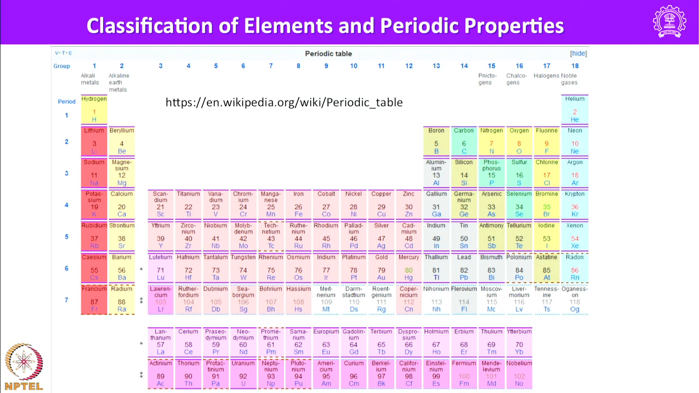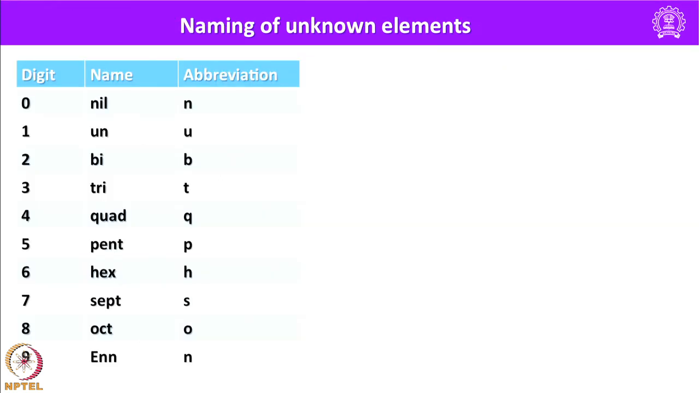This is the modern periodic table. You can see all 118 elements have been numbered. The International Union of Pure and Applied Chemistry has proposed this method. In this one, the digits 0 to 9 are named nil, un, bi, tri, quad, pent, hex, sept, oct and en, and the first letter is considered as the abbreviation.